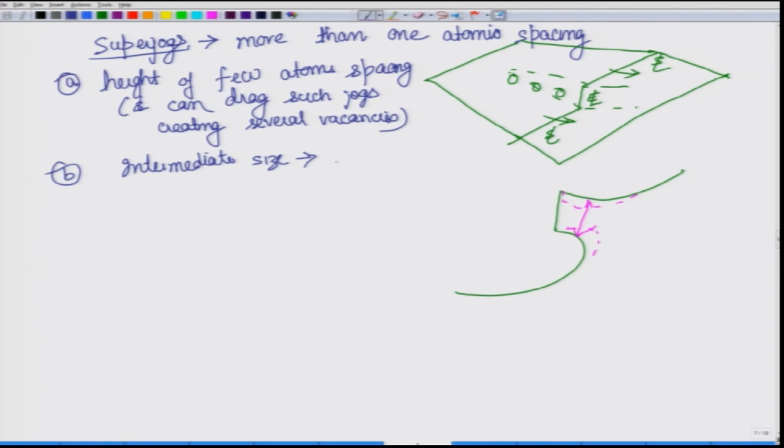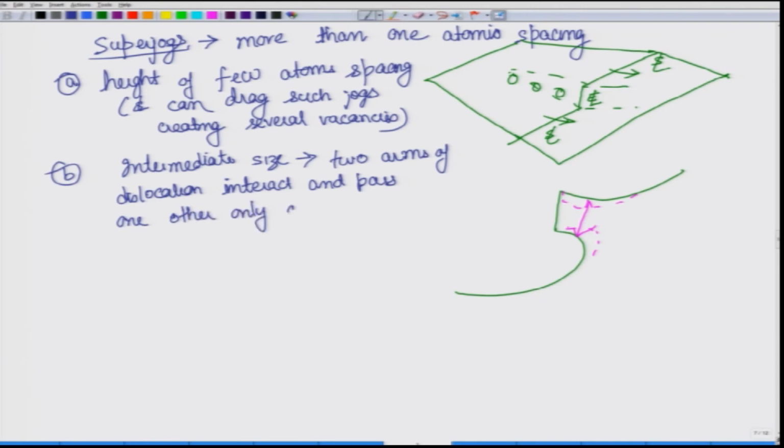So, in the intermediate size, 2 arms of dislocations interact. So, that is the important thing, that they interact. It is not too large that they become too far and there is no interaction between them, neither is it too small that it can be dragged, and can pass one another only on application of large stresses.